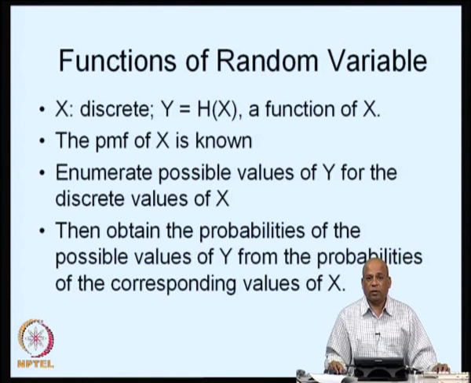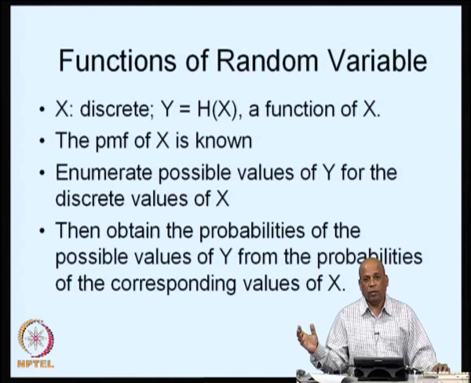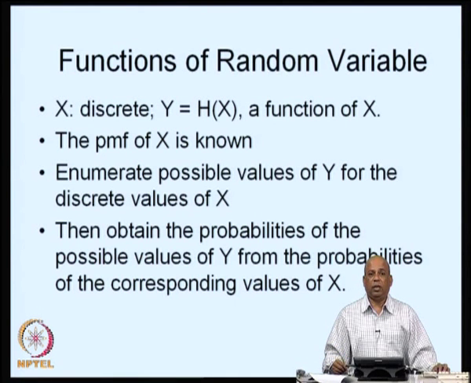Now, it is possible that the same value of y occurs for different discrete values of x, in which case that particular value of y can occur for x is equal to x1, x is equal to x2, and so on, and the associated probabilities need to be added up. So, in the case of discrete random variables, when you have a function of the discrete random variable, the procedure is fairly straightforward. You simply enumerate all the possible values of y for the discrete values of x, and then we obtain the probabilities of all these possible values of y from the probabilities of the corresponding values of x.